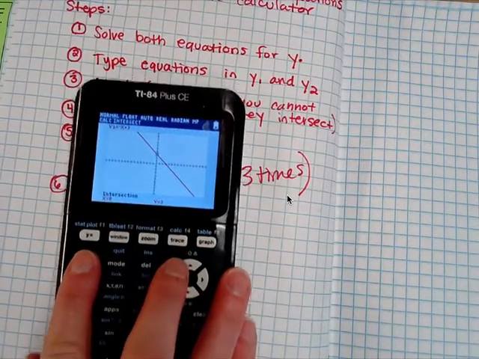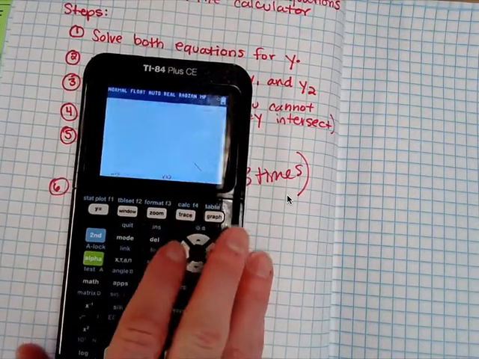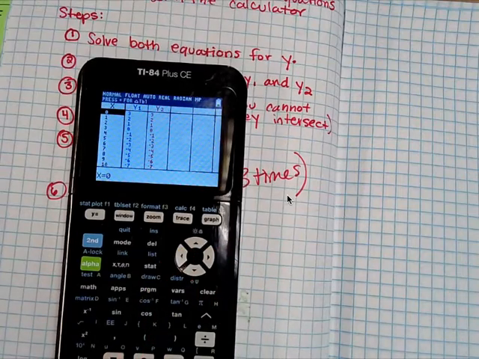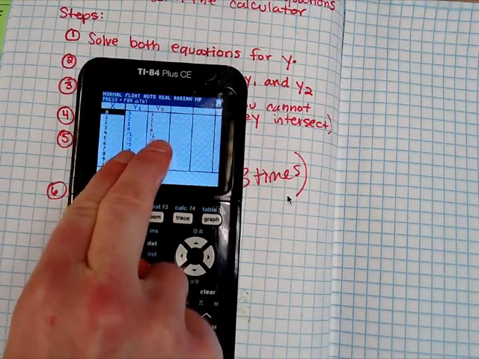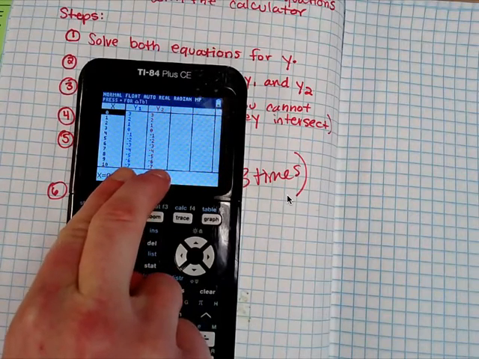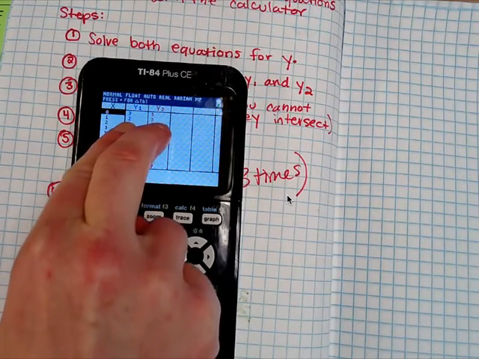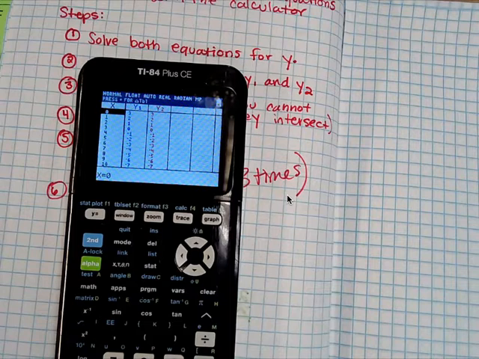Another thing you could look at is your table. Hit second graph, and look at the table. See how your y1 and y2 are the exact same numbers? All the way down. That means that it's the exact same line.